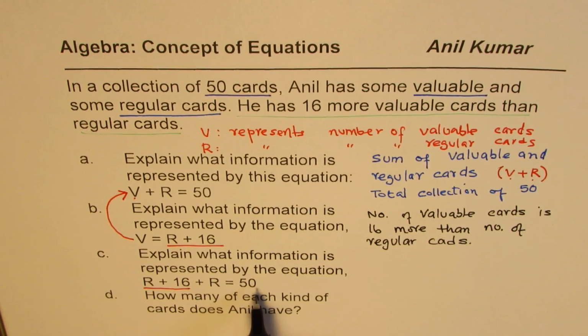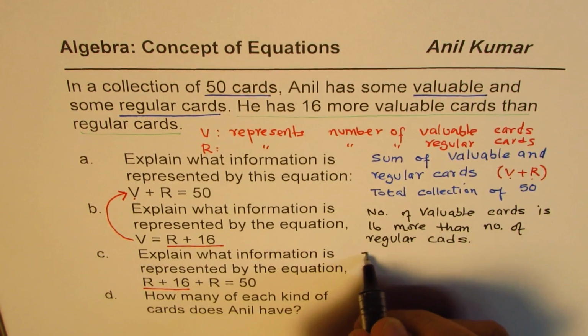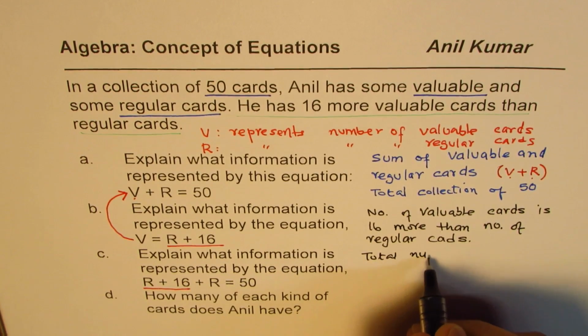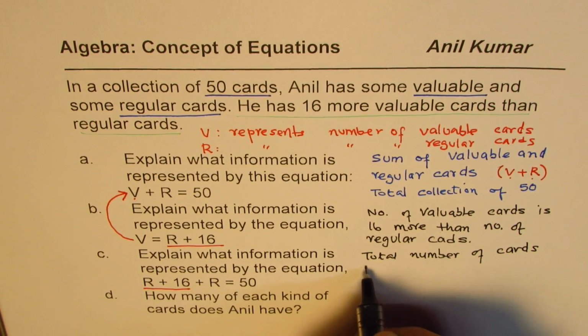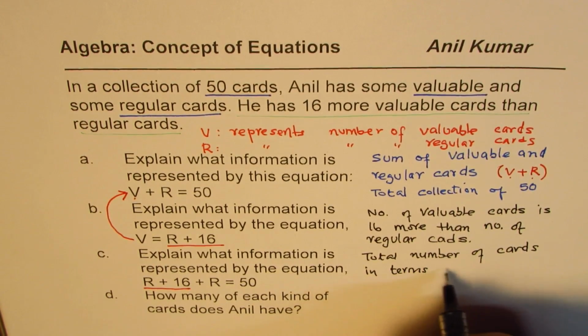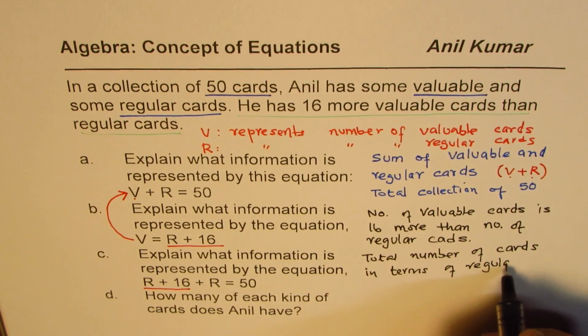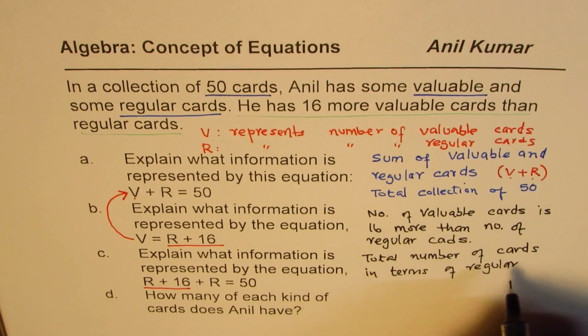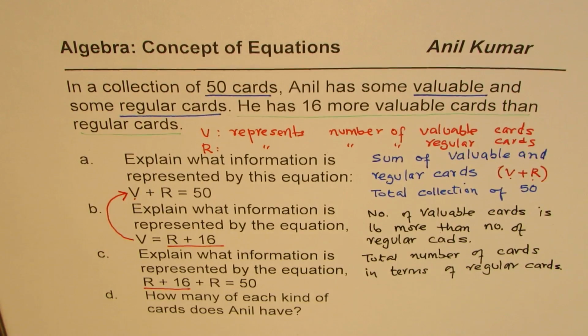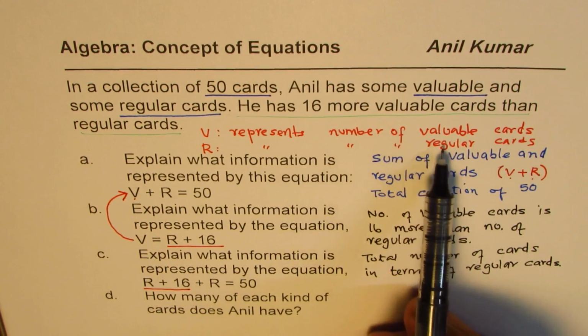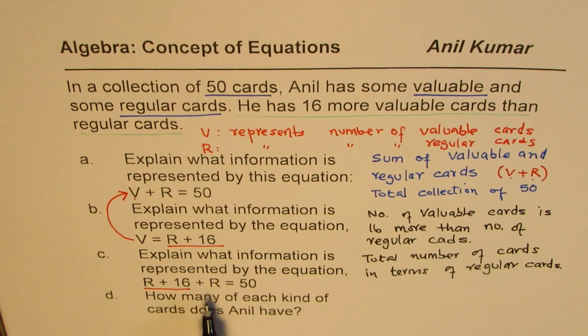So this equation represents the total number of cards in terms of regular cards. Do you see that? There's only one variable here, R, total number of cards in terms of regular cards. So that is what this equation represents. The equation has R plus 16 plus R on the left side. So we don't have two variables. We started with two, but now we have only one. It is important to have this kind of an equation to solve, right?